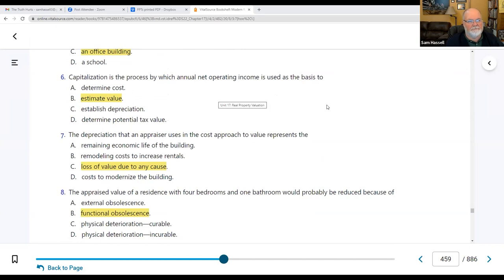Number six. Capitalization is the process by which annual net operating income is used as the basis of estimating value. So we're going to use our estimated value, right? We're going to use capitalization. What do we want as our return on investment? How much do we want as an ROI or a percentage of profit, right? That's what we need to know. Where are we going, where we're supposed to be going?